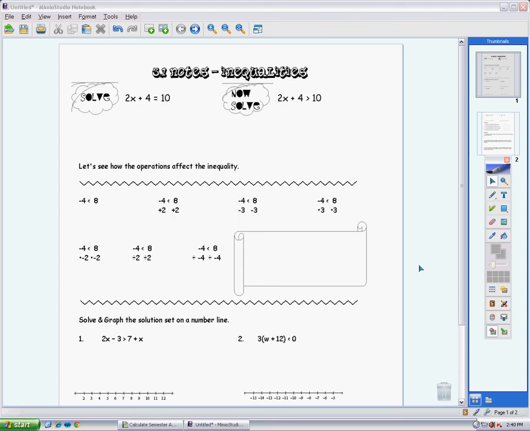Okay, this is 5.1 notes. We're working with inequalities. I want to go ahead and remind you how we solved an equation with an equal sign. This is a two-step problem, so we need to look at our problem.